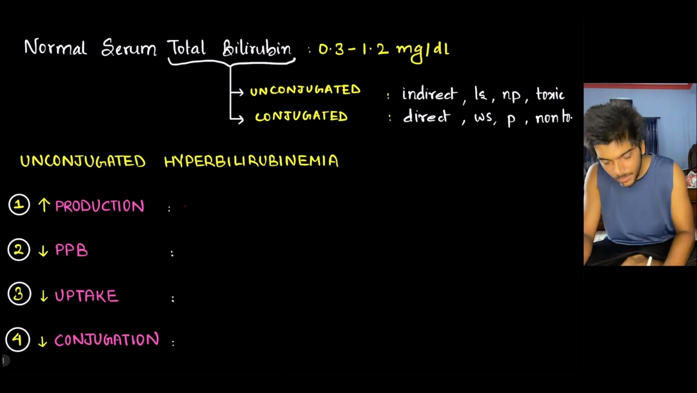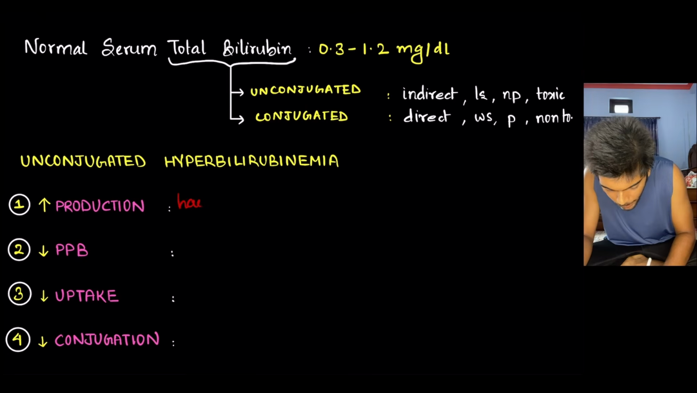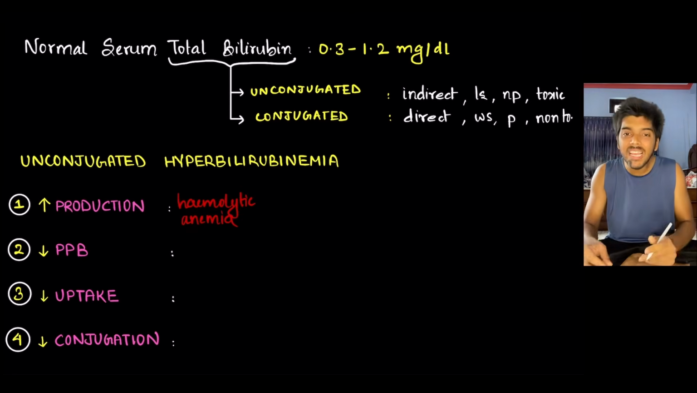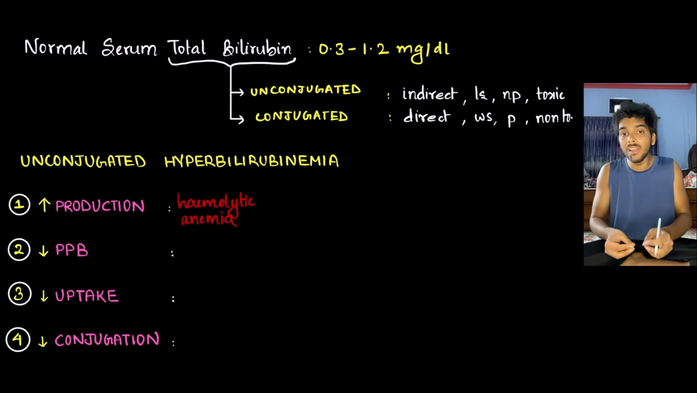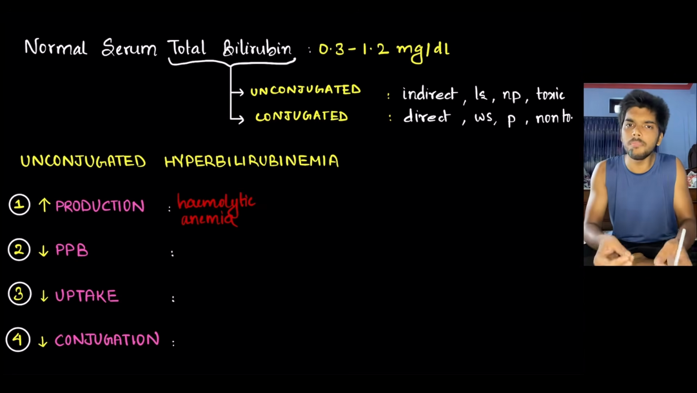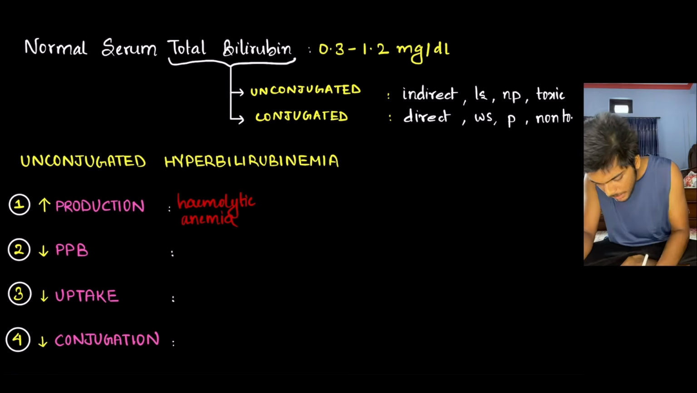First, increase in production. What causes increased production of bilirubin? Hemolytic anemia. When there is hemolytic anemia, there is excess hemolysis. That is excess breakdown of RBC, excess degradation of hemoglobin, leading to excess production of bilirubin. Simple. Excess production of unconjugated bilirubin in the spleen. Simple.